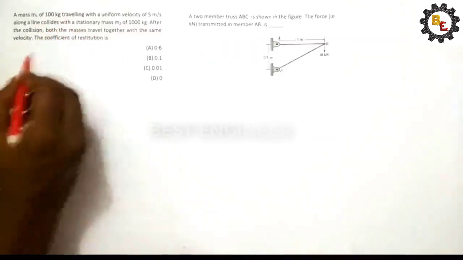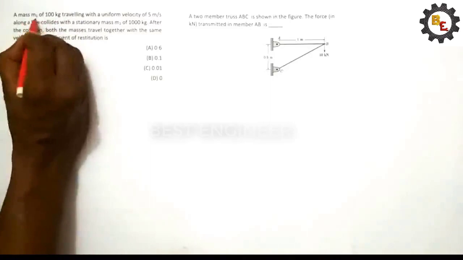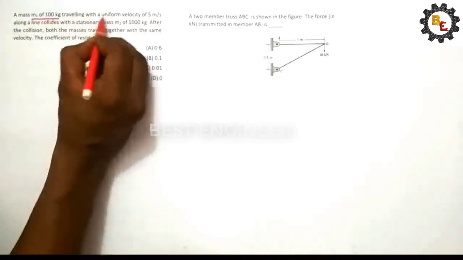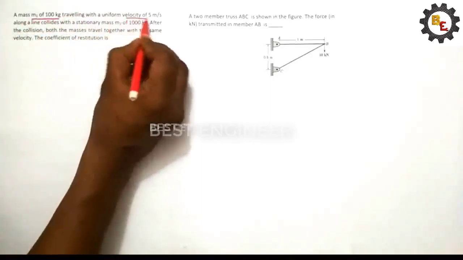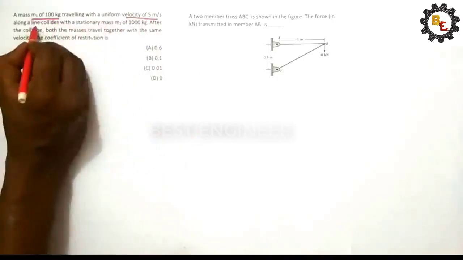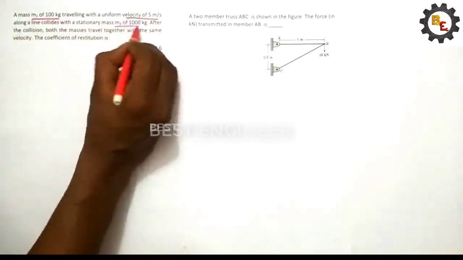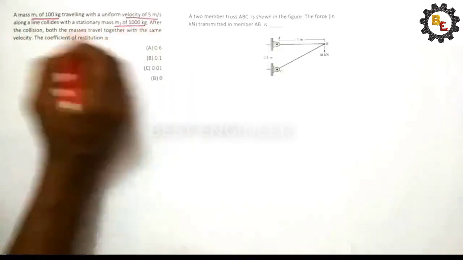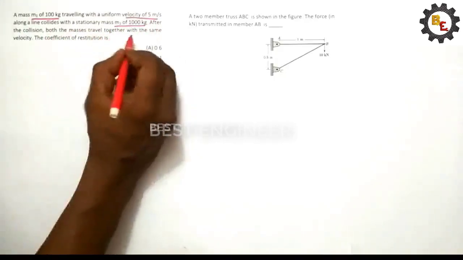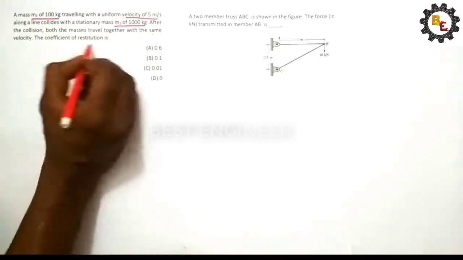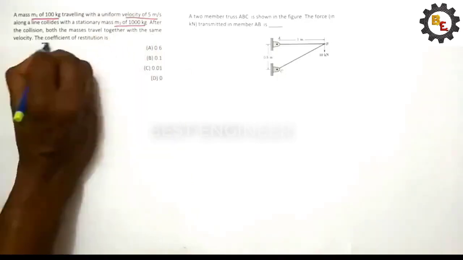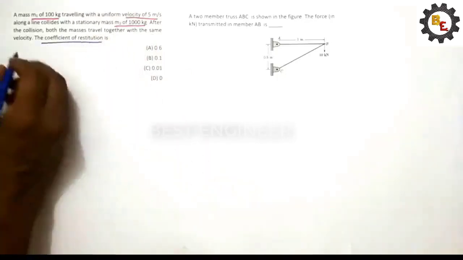Next question. A mass m1 of 100 kg traveling with uniform velocity v of 5 meter per second along a line collides with a stationary mass m2 of 100 kg. After the collision, both masses travel together with the same velocity. What is the coefficient of restitution? We should find the coefficient of restitution.